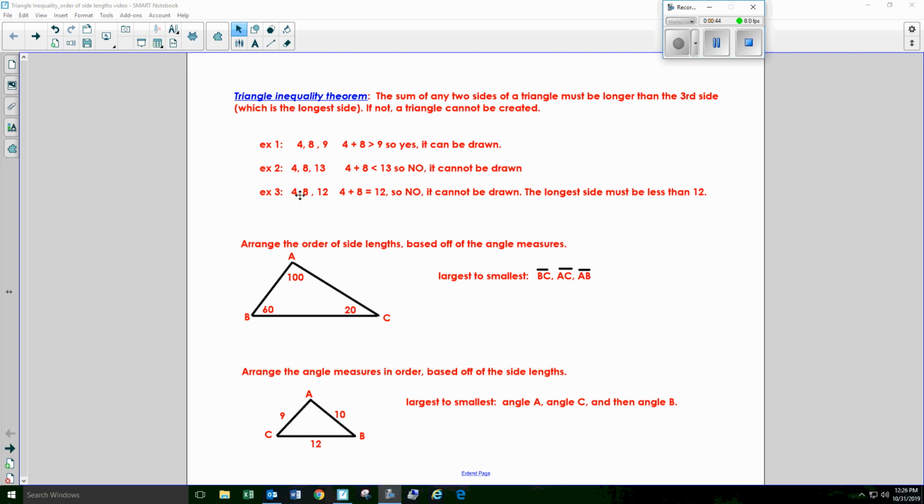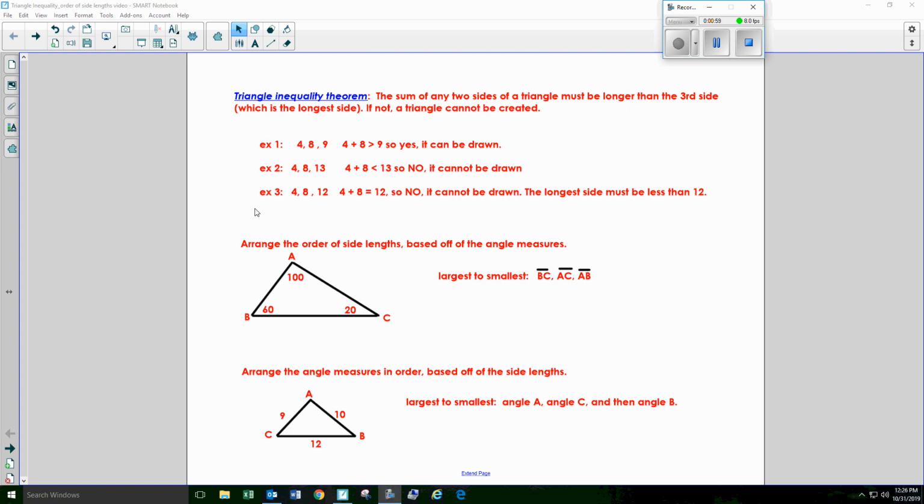And lastly, it cannot equal it either. 4 plus 8 equals 12. So no, it cannot be drawn. It has to be longer than the third side, so this third side must be less than 12. Okay, that's simple to check.